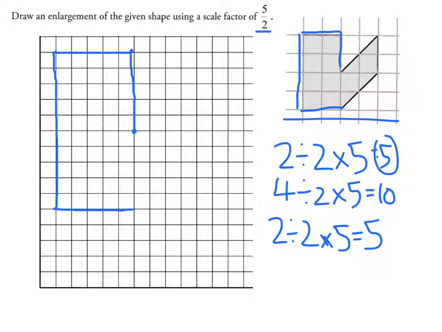Now, these ones in here, well, the gap here is 2. So the gap in my other shape must be 5. So 1, 2, 3, 4, 5 starts there. And this bit here is 2, so that must be 5 in my new shape, because 2 divided by 2 times by 5. Just down there.